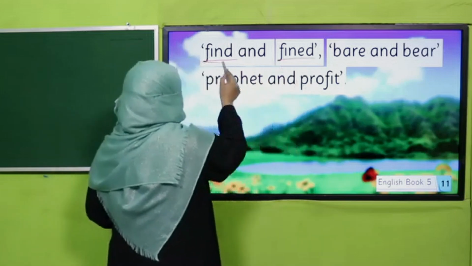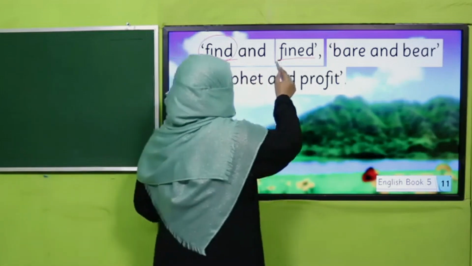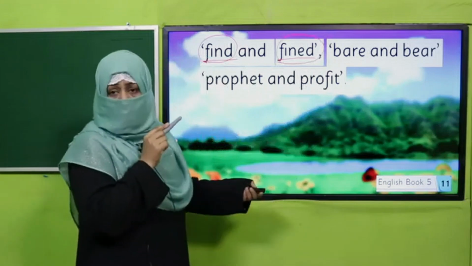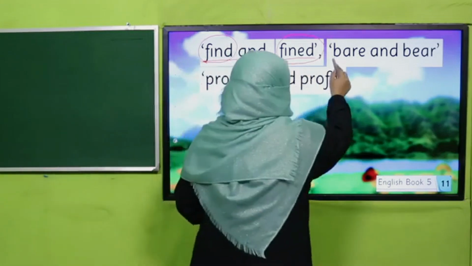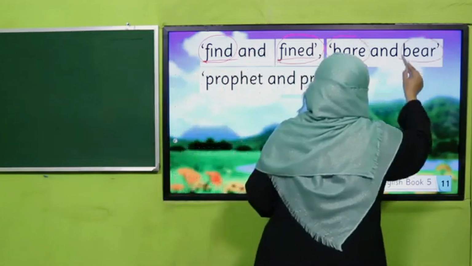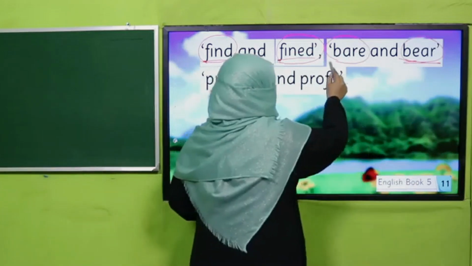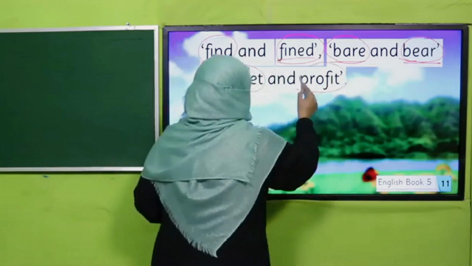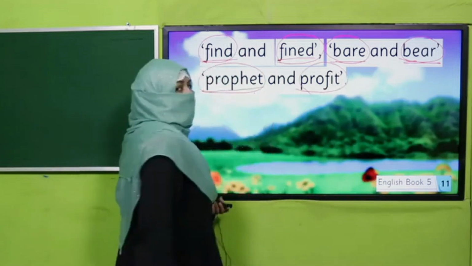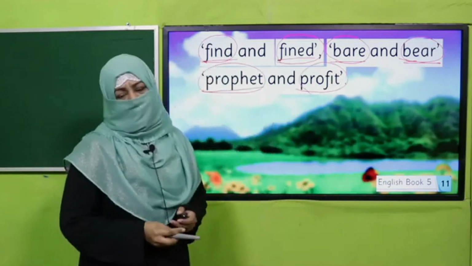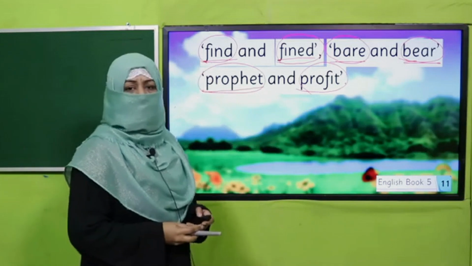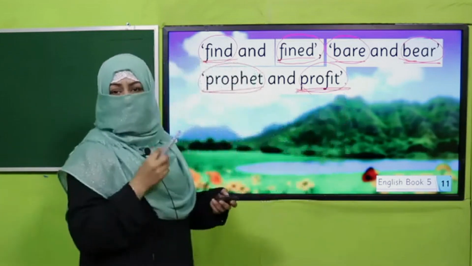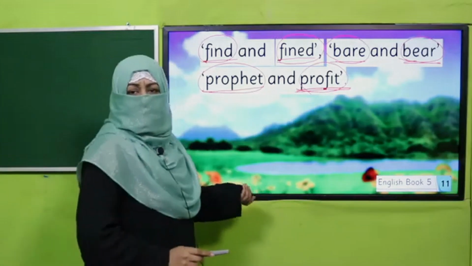Okay. And the further examples are find and fine. This find means I find my book. This fine means the child was fined for being late, or the person was fined for overspeeding. All right. Bear and bear. This bear refers to an animal. This bear means to tolerate something. Prophet and profit. This prophet refers to the person who brings Allah's message, like our Prophet Hazrat Muhammad sallallahu alaihi wasallam. And this profit refers to something which you earn, like through your business, the profit you earn.